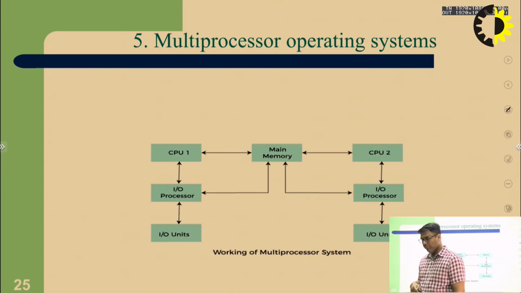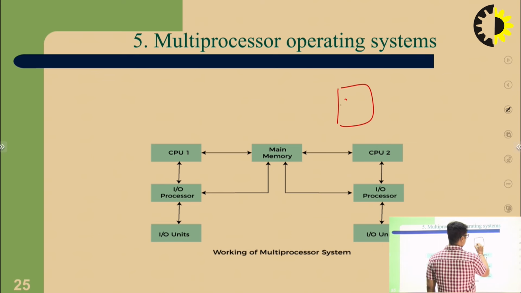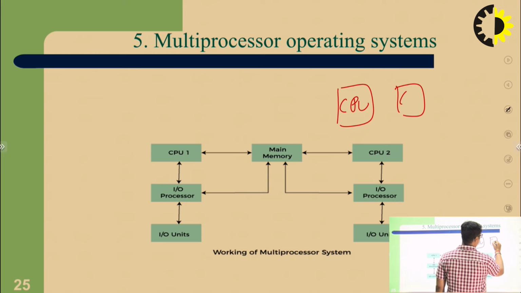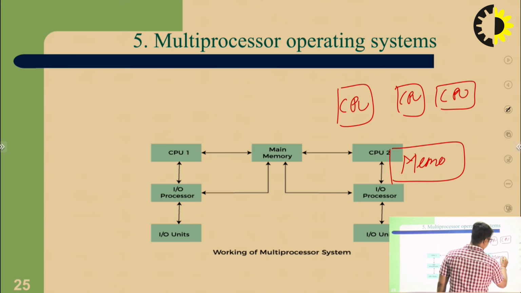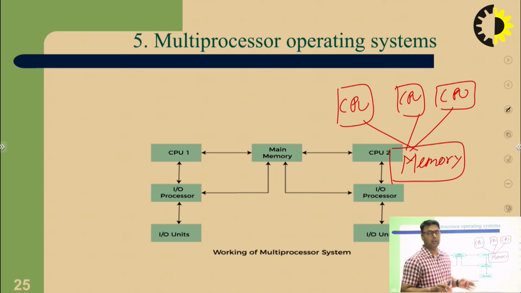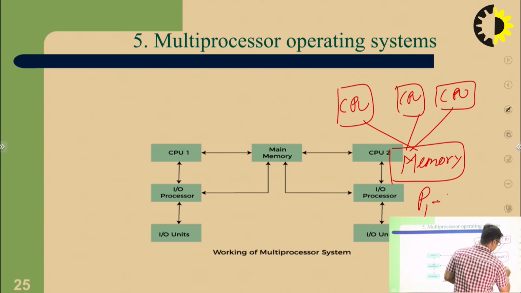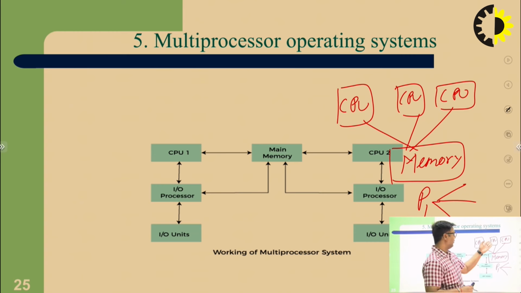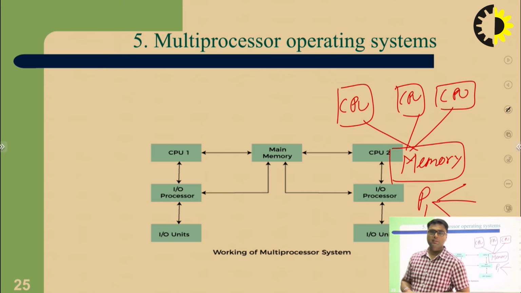Multiprocessor operating system. If the number of processors is multiple, it works very fast. Suppose there are multiple processors, one CPU, and they share a single memory. The task is divided into different parts and allocated to different processors. So throughput is very fast and processing is very fast.